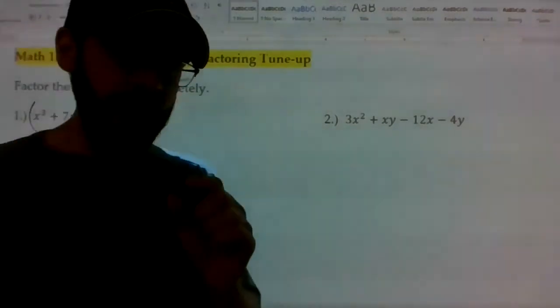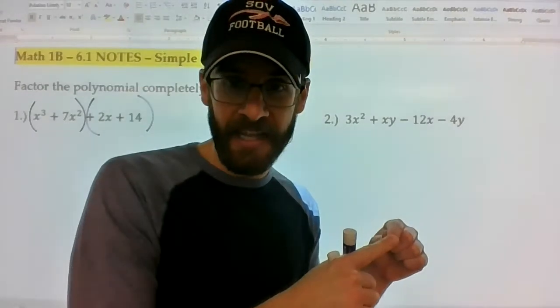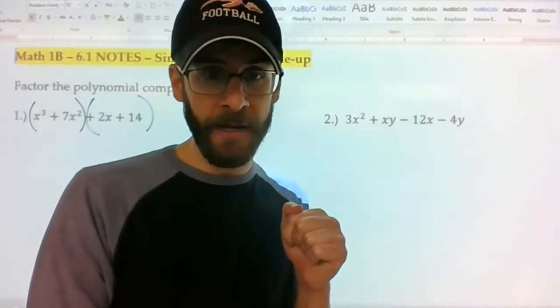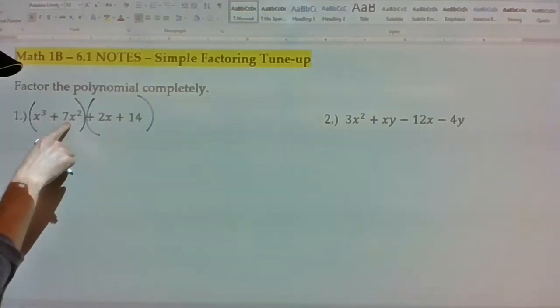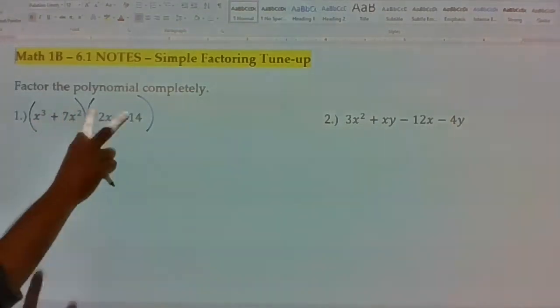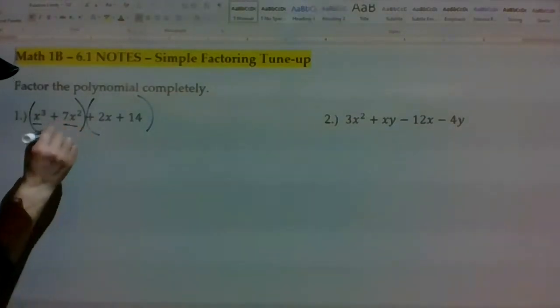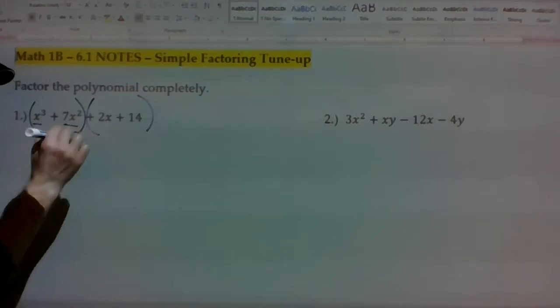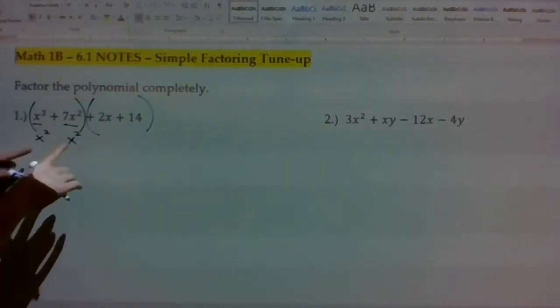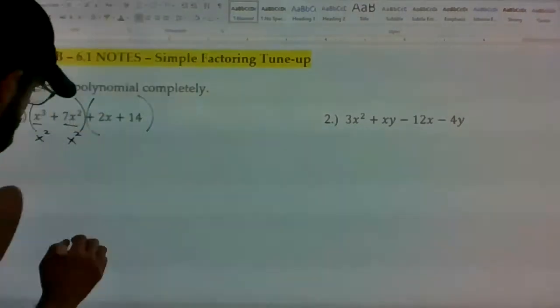If we can find a common factor of each group and then come out with identical twins at the tail end, we can factor it by grouping. So here's what I mean. X to the third and x squared both share two x's. Okay? So what we do is we divide out an x squared here, divide out an x squared there. That's going to be the greatest common factor that goes on the outside of parentheses.